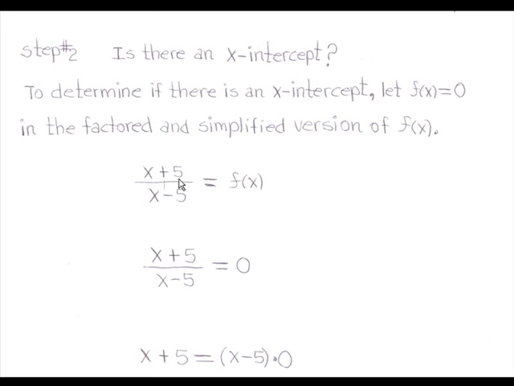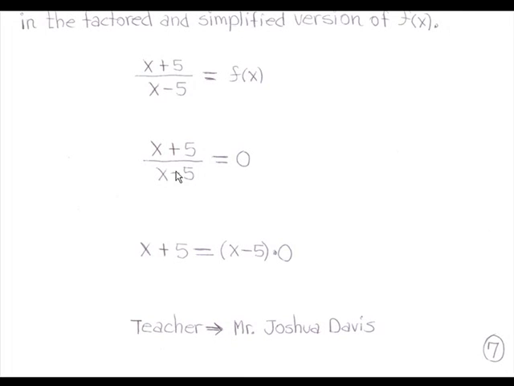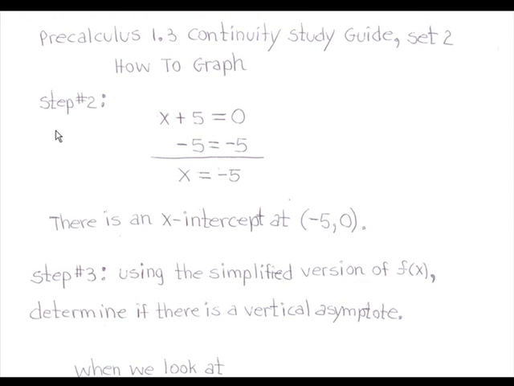So here we go. We have x plus 5 divided by x minus 5 equals f of x. In place of f of x, we substitute 0, and then we move on to solve. We now have x plus 5 divided by x minus 5 equals 0. Cross multiplying by the expression in the denominator, we have x plus 5 equals x minus 5 times 0. Continuing on with step 2.